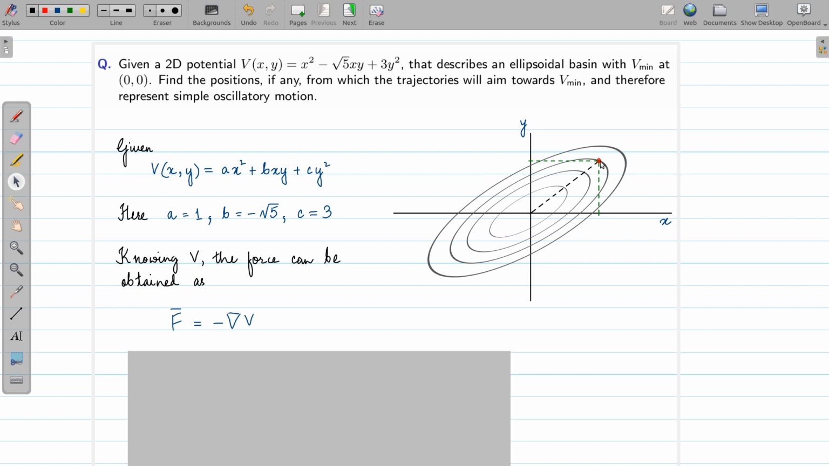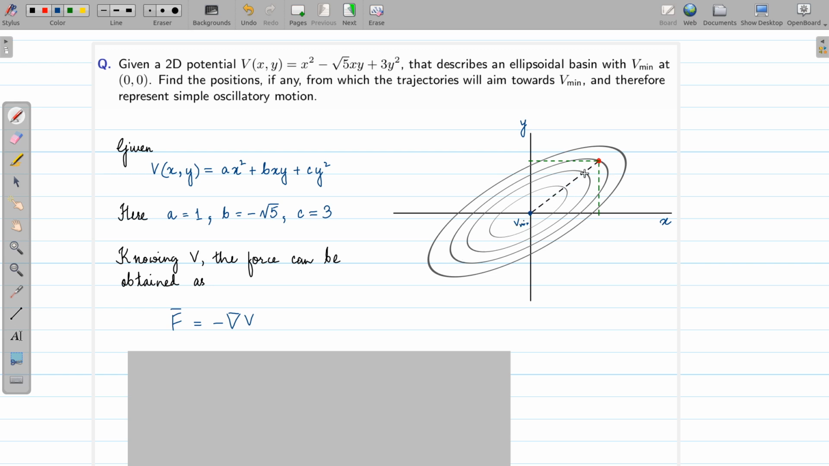So let's say this red position that we have here, this is a position from where if I keep an object over here, it is going to aim towards the V minimum. So this is the V minimum, which in this case happens to be at the origin. So if I keep this here, it's going to aim towards this origin.